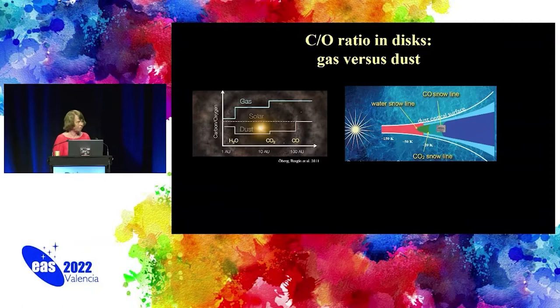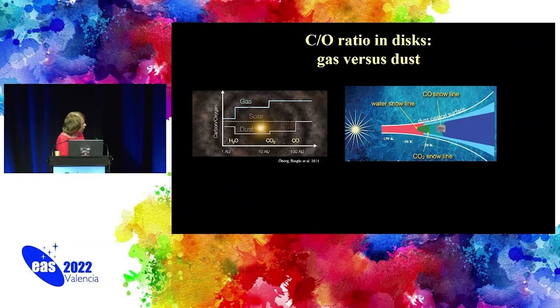Now, Karin Öberg and Ted Bergin actually pointed out that if you think about ices, then they are always oxygen-rich, because CO2 has two oxygens, one carbon, and water, of course, has one oxygen, no carbon. So ices are always oxygen-rich, which means that the gas is actually going to be carbon-rich. And that's a function of position, because if you go further away in the disk, then of course it becomes colder and you cross all of these snow lines, first the water snow line, most tightly bound, and then the more volatile molecules like carbon monoxide in the outside.